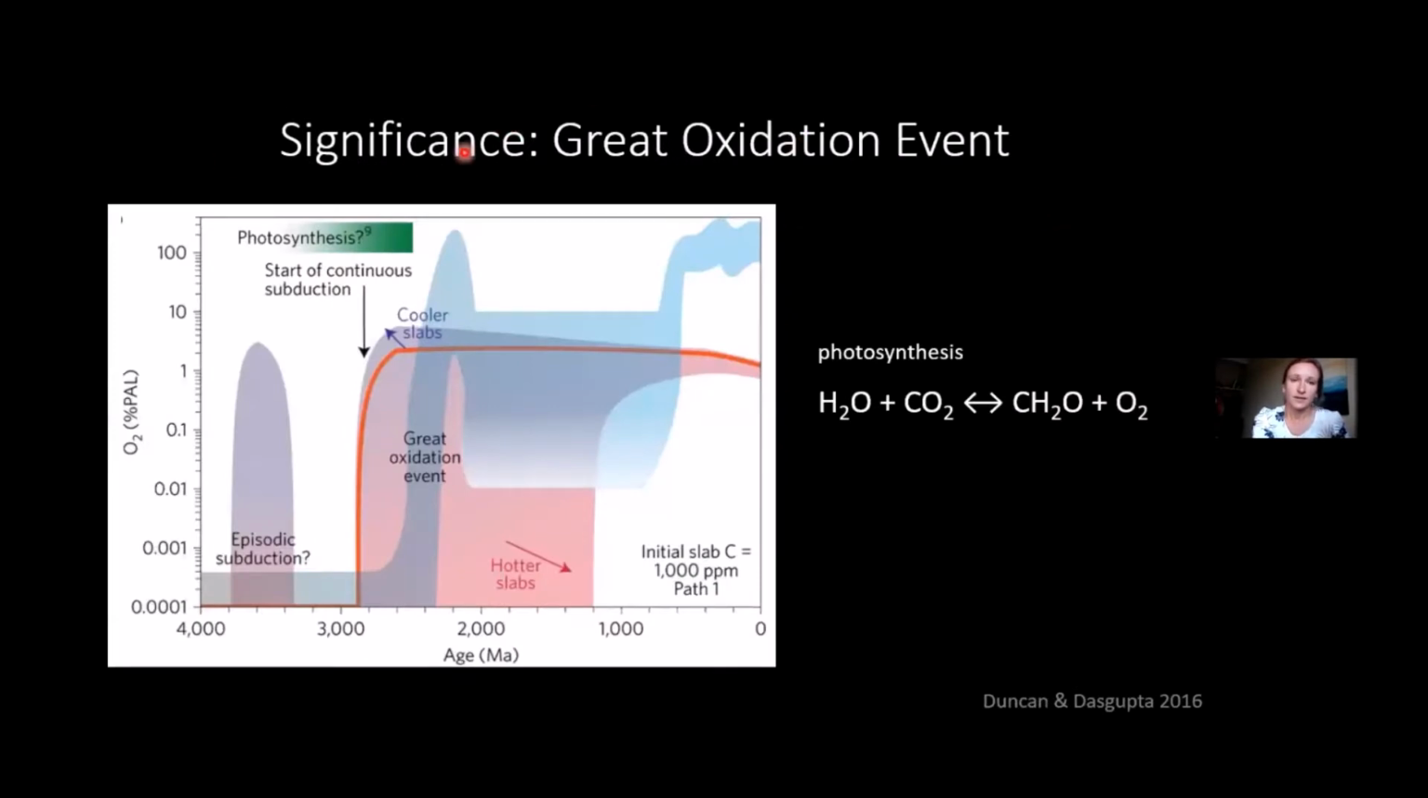An alternative impact of the Earth's carbon cycle is also one of the greatest changes in Earth's atmospheric chemistry, and of course here I'm talking about the Great Oxidation Event, which is a sudden increase in oxygen at the end of the Archean, which can be seen in this blue shaded region here.